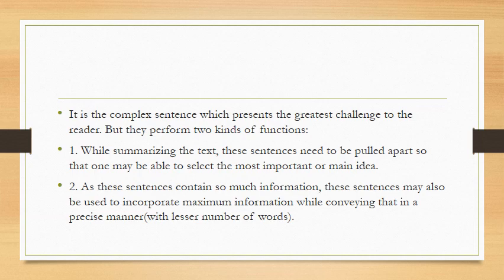Number two is, as these sentences contain so much information, these sentences may also be used to incorporate maximum information while conveying that in a precise manner. Means with a lesser number of words. It means when you are supposed to write a précis or when you are to summarize a text, then you can also use complex sentences so that in this way you would be able to use a lesser number of words to convey the maximum information, and your piece of writing would be precise.